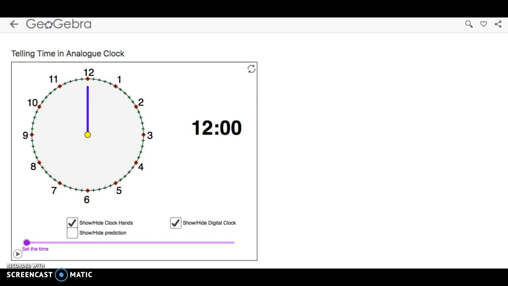We've also learned that there are 24 hours in a full day, while each hour is 60 minutes long. Can I see a show of hands if you remember learning about the hours in a day and the minutes in an hour? Wow, I see lots of hands raised. Good job, boys and girls.